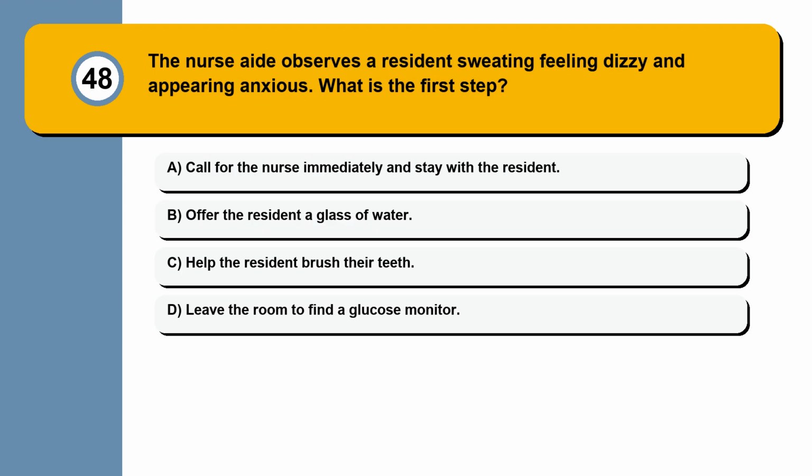Question 48. The nurse aide observes a resident sweating, feeling dizzy, and appearing anxious. What is the first step? Call for the nurse immediately and stay with the resident. Offer the resident a glass of water. Help the resident brush their teeth. Leave the room to find a glucose monitor.